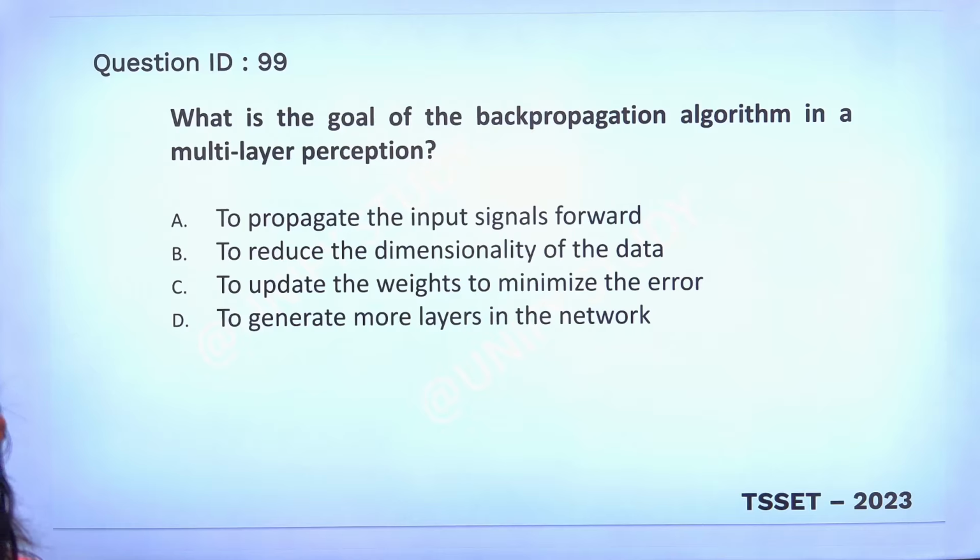Now do this. What is the goal of the backpropagation algorithm in multi-layer networks? Just now we did it. No, same, not the same, a little bit different. The options are different. The topics are the same, they are changing the options a little bit.